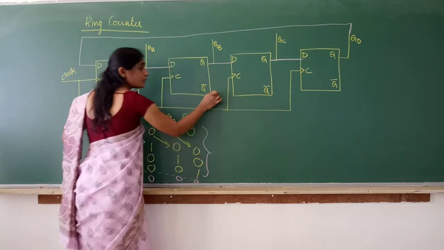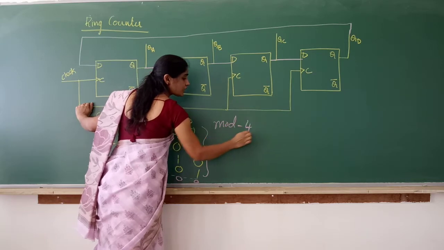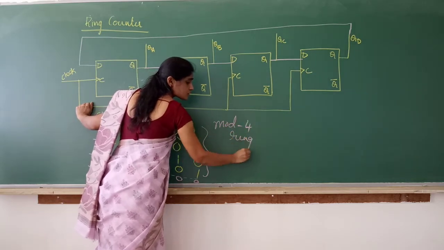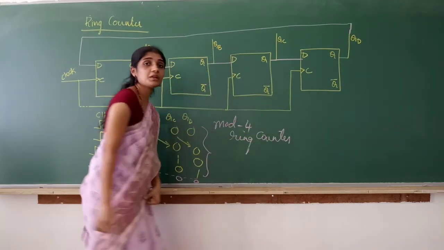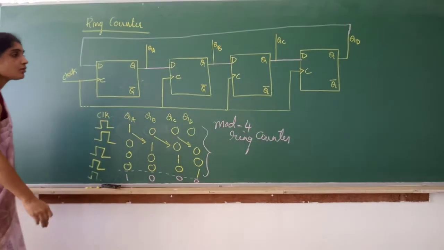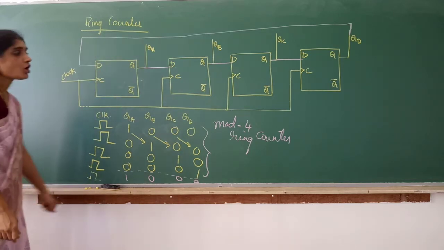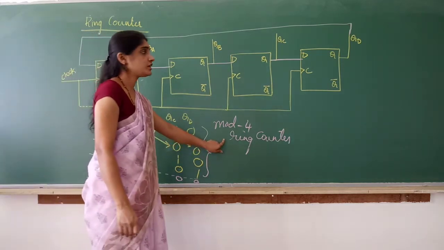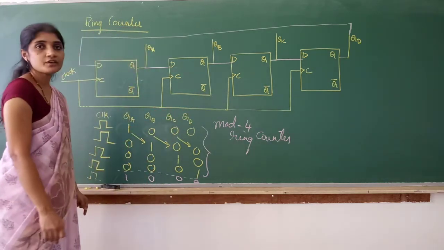So using 4 D flip-flops, a mod 4 ring counter can be designed. So what is the modulus of this counter? Mod 4. Using how many flip-flops? 4 D flip-flops. Mod 5, go for one more D flip-flop. So a mod n ring counter can be designed using n number of D flip-flops. So this is the counting sequence of a ring counter.